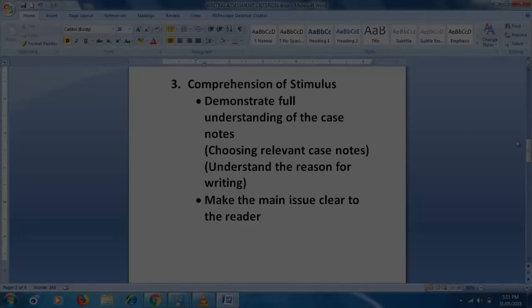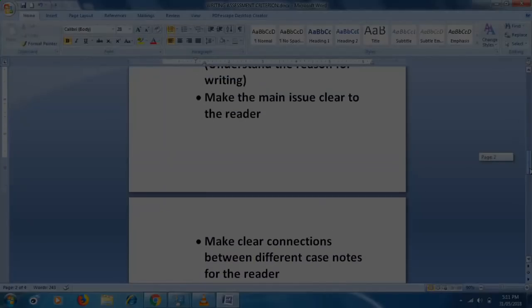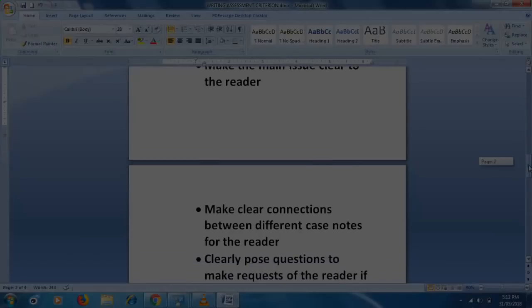Make the main issue clear to the reader. This again means the same thing depending on the level of the urgency or depending on your understanding of what the main issue is. What kind of request are you making to the recipient? Write that first, provide enough background information for completing that request, and then you can provide other secondary details. Then make clear connections between different case notes for the reader.